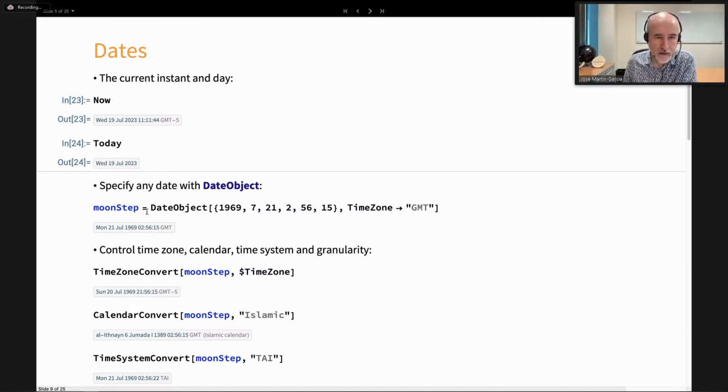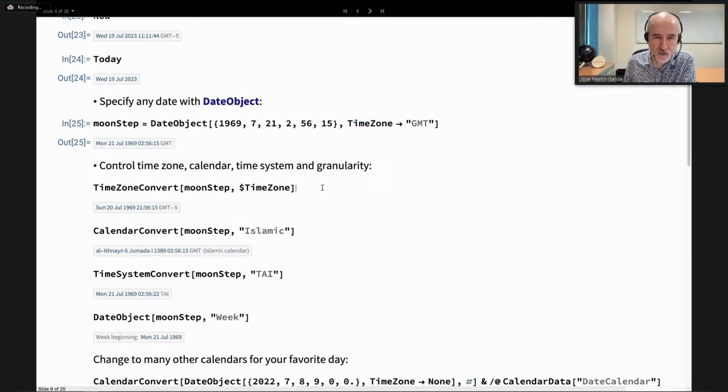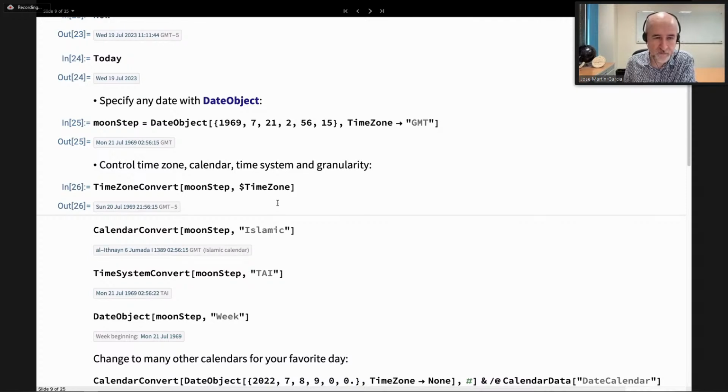In the same way that we had quantity before, now the key symbol in Wolfram language is DateObject. It allows us to express any date we want. For example, this is the instant at which we went to the moon for the first time, or we stepped on the moon for the first time. So we can specify the time zone as well, and we can convert that date into other time zones. For example, my local time zone, which is GMT -5.